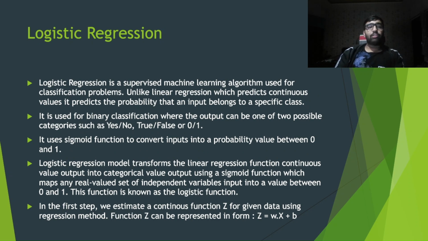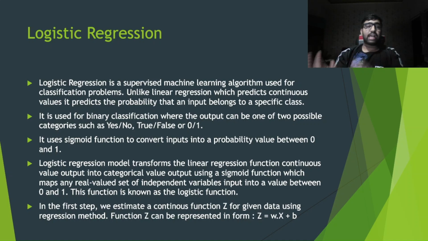Now we are going to have a look at logistic regression. Logistic regression is a supervised learning algorithm used for classification problems. Unlike linear regression, which predicts continuous values, it predicts the probability that an input belongs to a specific class. So logistic regression uses regression to make predictions about the class of a tuple. Therefore it is used for classification problems.